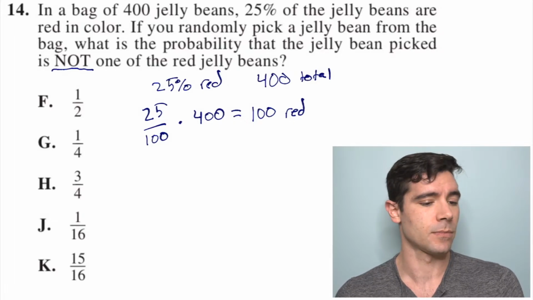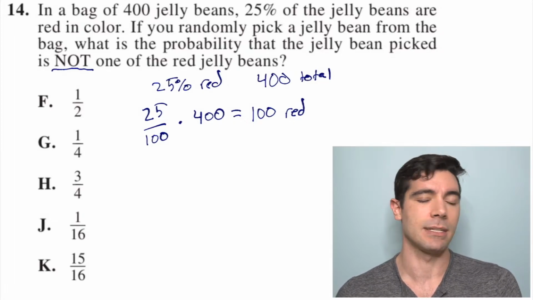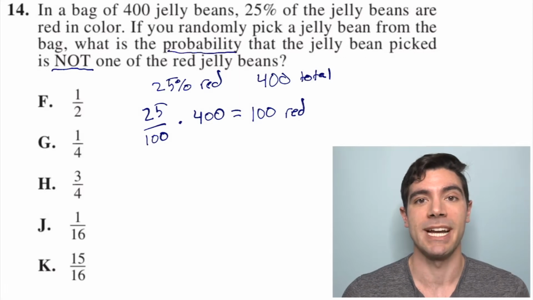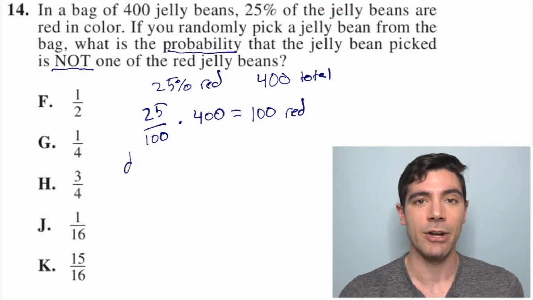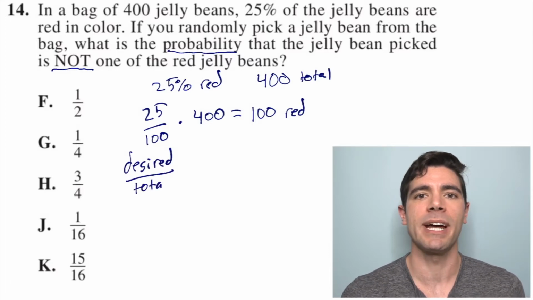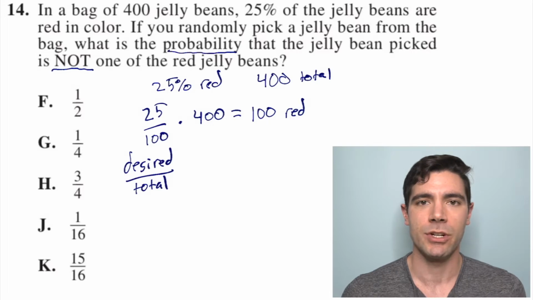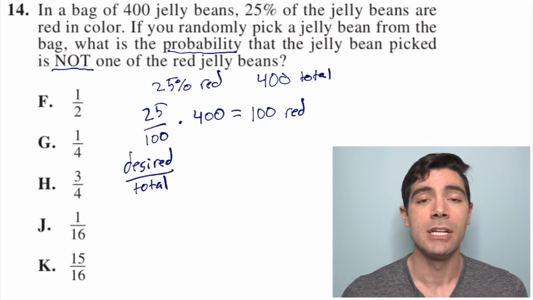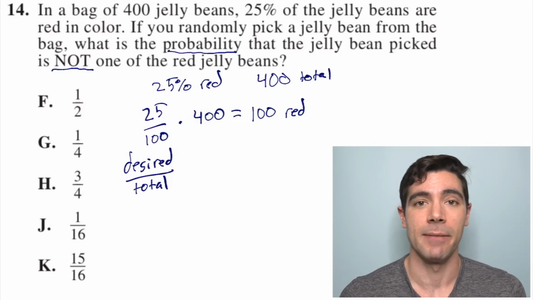What are they asking us for? What is the probability that the jelly bean picked is not one of the red jelly beans? Well, probability always comes down to the same format, which is desired outcomes over total outcomes. If that language is confusing, you could think about a die from a board game. There are 6 different possible outcomes when you roll a die, 1 through 6, right? So let's say you were playing some game and you had to roll a 5 to land on the right spot. Well, what is the probability of rolling a 5?